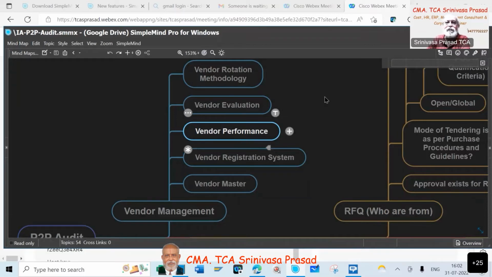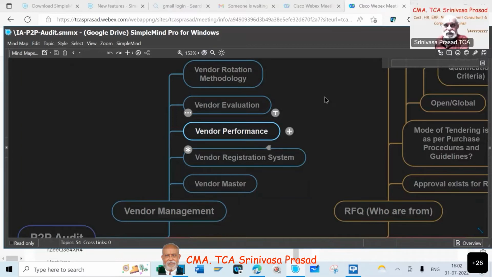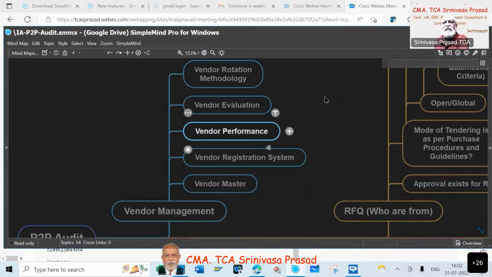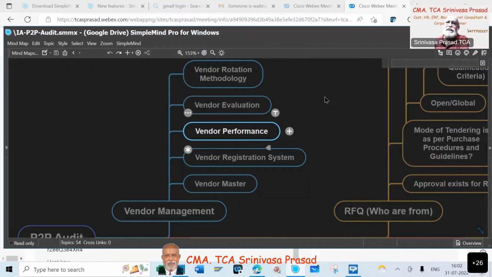Any other point which we have missed on this vendor performance and evaluation? Anyone else? This process has to be repeated once in every 3 years. Most people do this once for all, and they will not repeat the evaluation process. So it is a continuing process. Yes, as you rightly said, it's a continuing process.